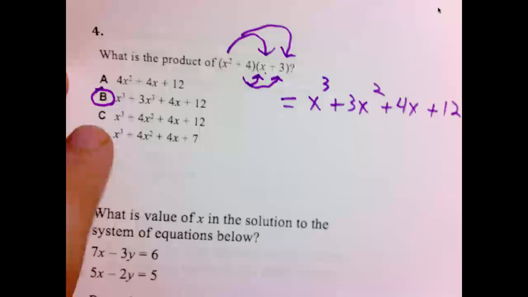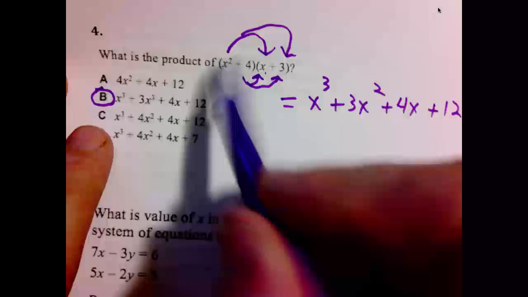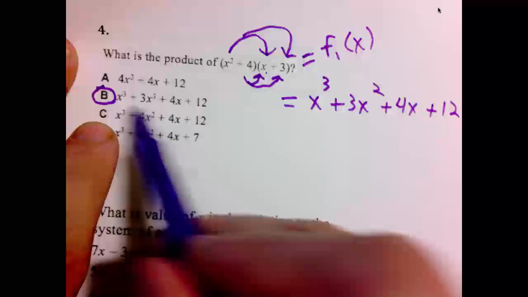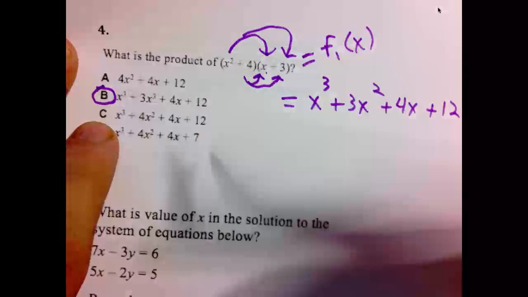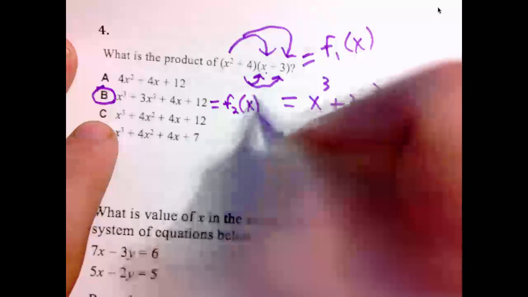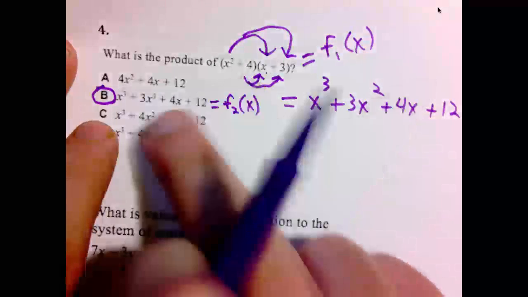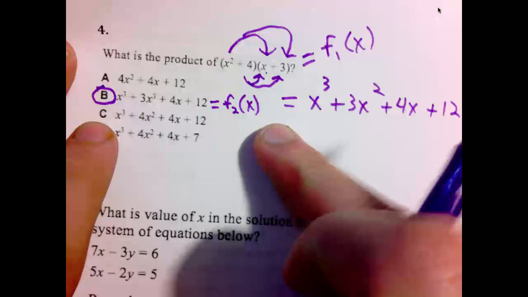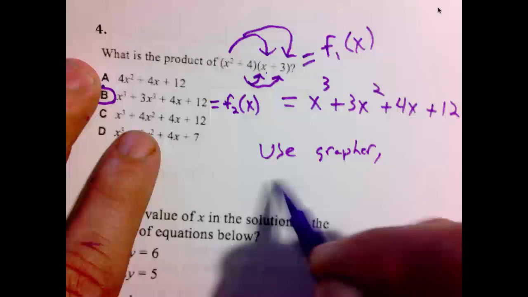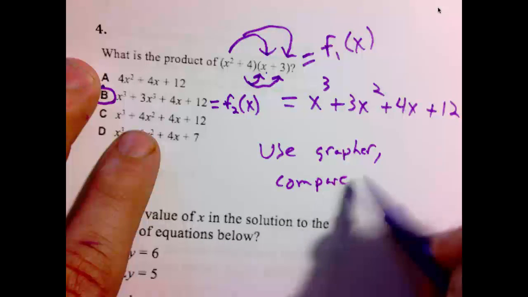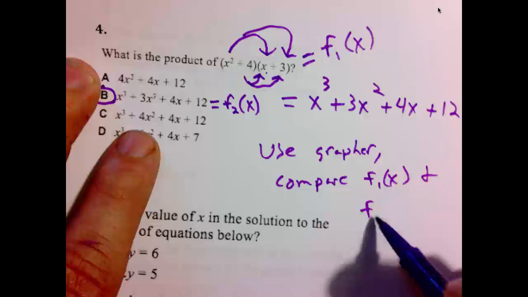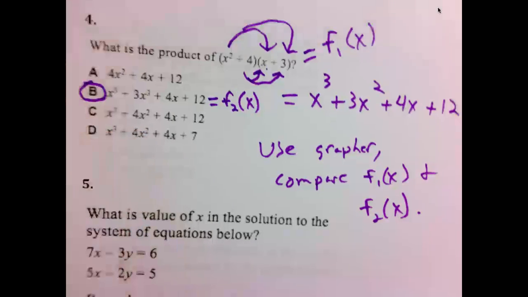You could also have found this by using your y equals screen. We could have put this one into F1, and we could have put these in subsequent ones and compared their tables. So give that a try and see if indeed this will have the same graph as this. Using your grapher. Compare F1 and F2. You'll see that those two are the same.